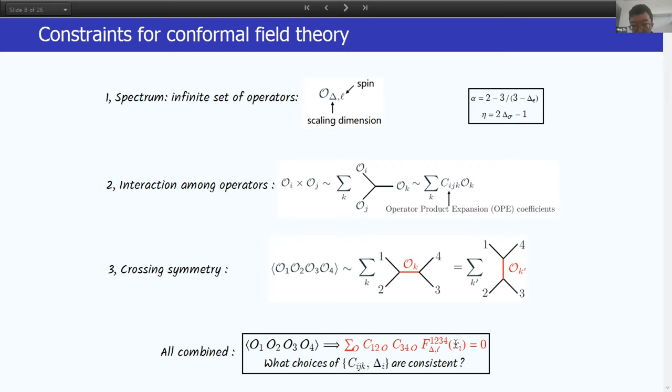Function depends on the space-time coordinate. So now what is the constraint? What do those conditions tell us? Those conditions tell us a consistent CFT is a set of quantities consisting of OPE coefficients and the deltas. And those quantities have to satisfy equations like this. Of course, there is one equation for every four-point function, and we can write down an infinite number of four-point functions. So we actually have an infinite number of equations like this. We call those equations the bootstrap equations.